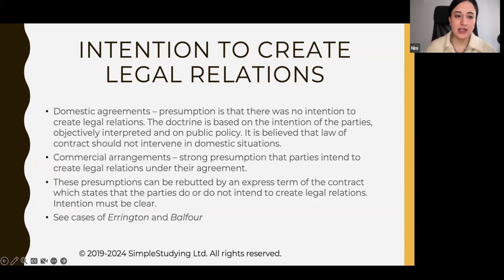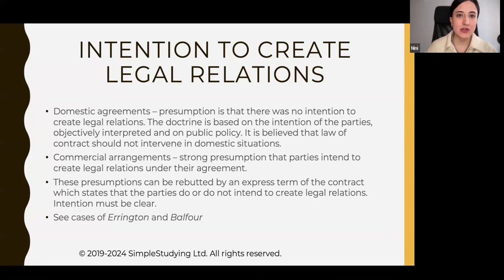Intention to create legal relations. This one is all about whether or not we are dealing with a domestic agreement or a commercial agreement. If it's a domestic agreement, the presumption is that there is no intention to create legal relations, but this can be rebutted. In law, there is no clear-cut answer. So there are rules, but usually those rules always have exceptions.